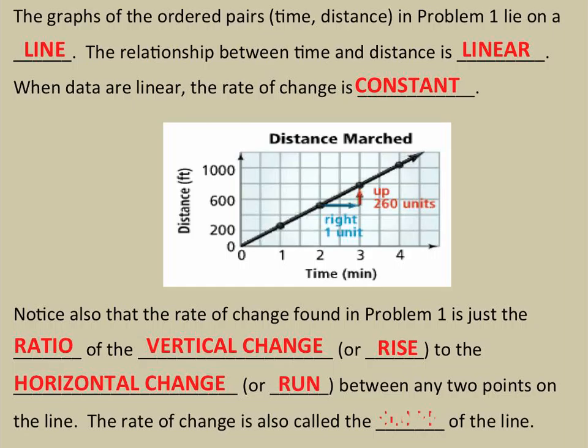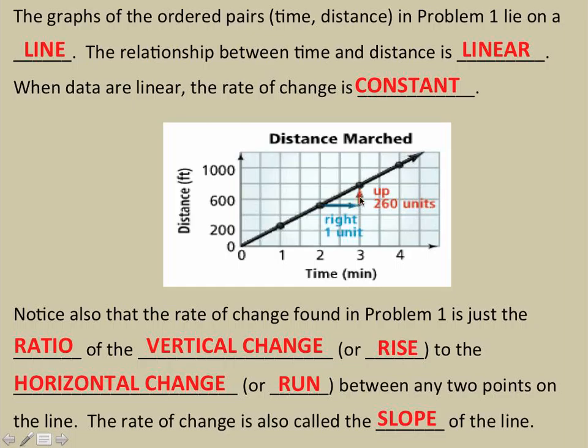The rate of change is also called the slope of the line. When you use just points, then you're talking about rate of change. When you look at a picture on a graph, they call it the slope when you're dealing with the line. But those two terms are pretty much interchangeable.